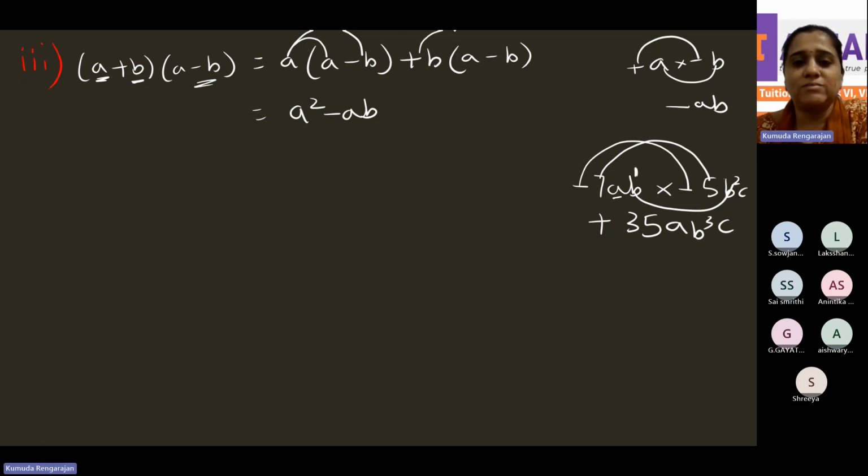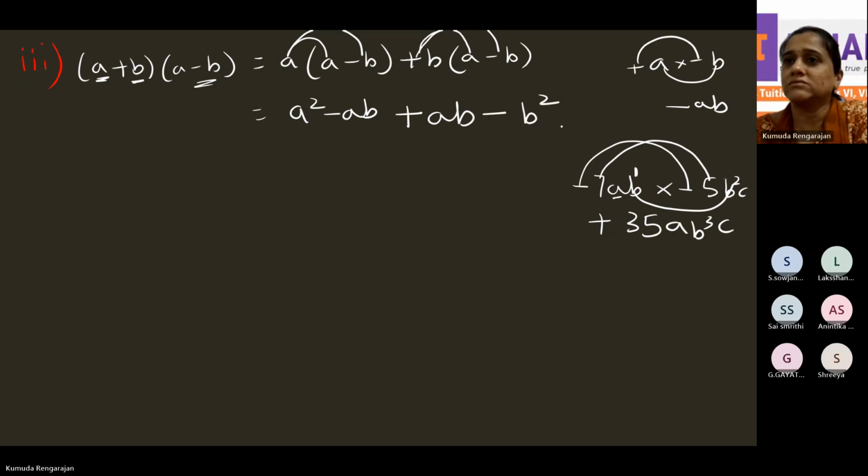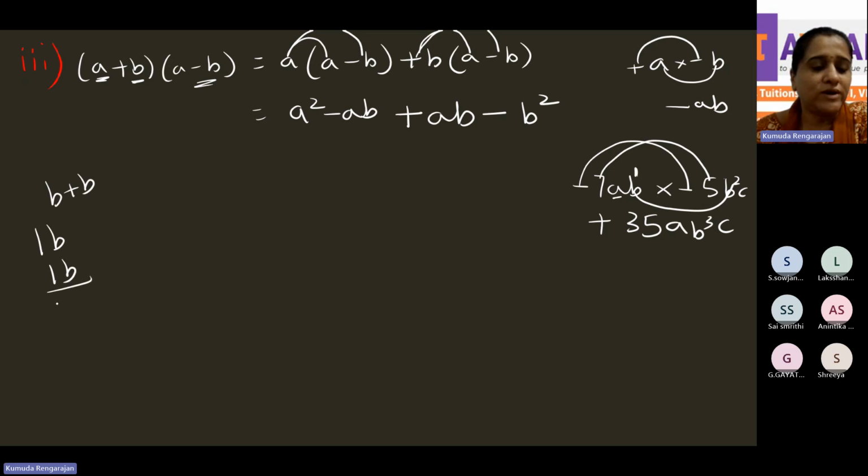Then plus b into plus a. So plus into plus, plus, a into b, ab. Then plus b into minus b. Plus into minus, minus, b into b, b square. Then b plus b. B plus b is 1b plus 1b. 1 plus 1, 2, 2b. B into b. Bases are same and it's multiplication. Add the powers. 1 plus 1, 2.